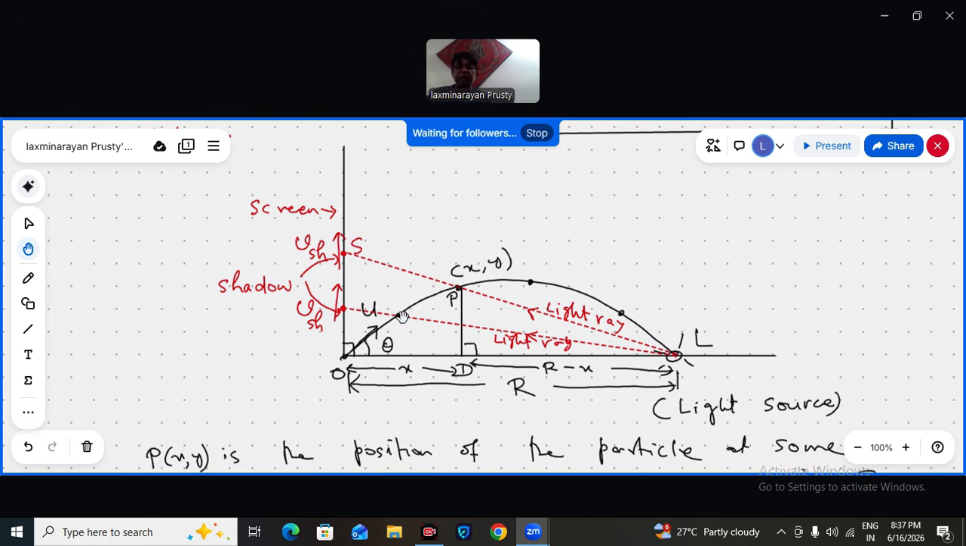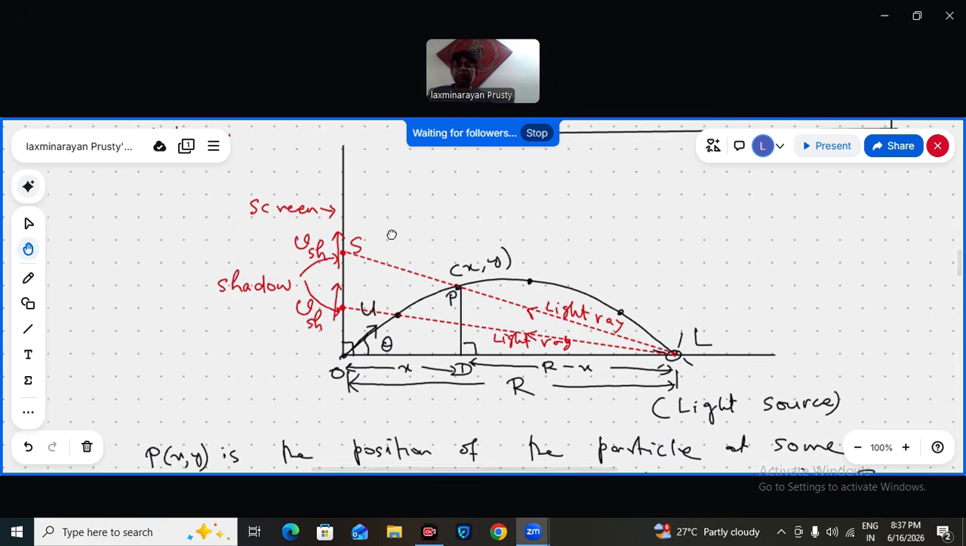These are the different points. These black dots are different points of the particle. If I extend with a dotted red line, the points where it intersects the screen are the shadow positions. Here the shadow is moving with the velocity VSH. Here also it is moving with VSH. Let us see the VSH.